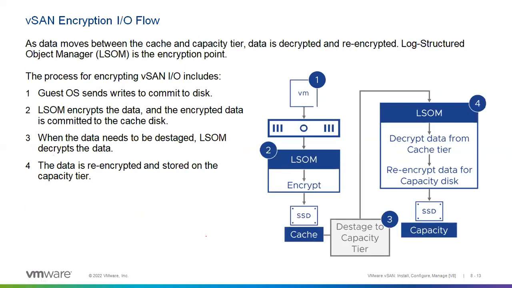Okay, so the IO flow, how it will work. Data moves between the cache and capacity tier. Data is decrypted. Whenever I say flow, whenever my data is traveling from here to here, this is not the encrypted one. Any data will be received by the cache tier here. So data is encrypted, decrypted, and encrypted again.